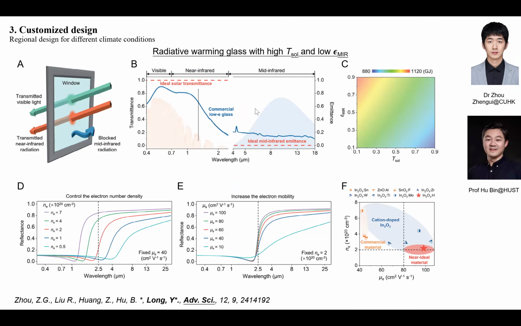So this is the very first one, which we call the radiative warming glass. Once you need radiative warming, you need very high solar transmission and very low emission here. By doing so, we simply use a dopant to control the electron number density, so we're going to increase the electron mobility. So we are going to achieve this very good performance radiative warming glass. You can say this is a near ideal material.